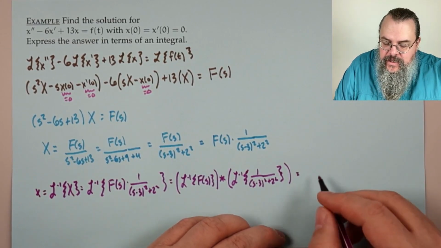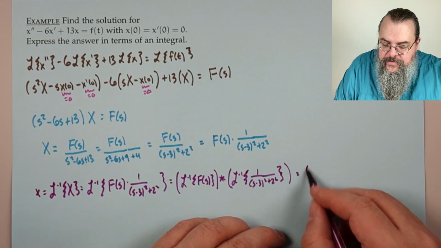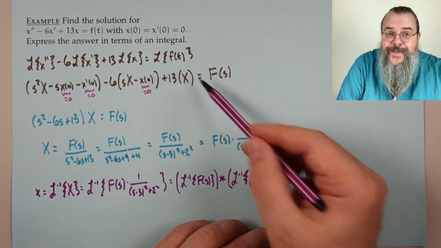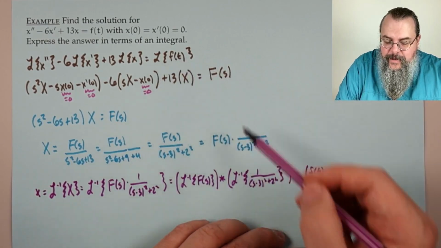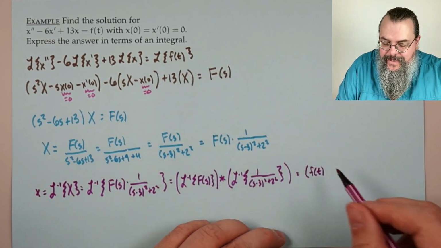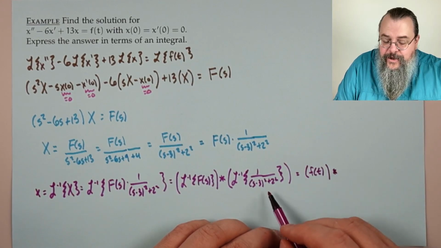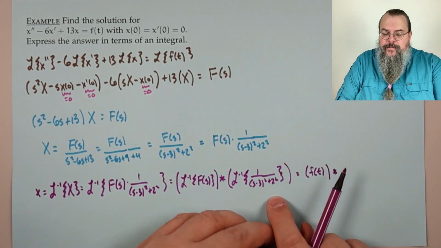This would be little f of t, because that's where capital F of s came from. It's the inverse. The Laplace of little f is capital F, so the inverse Laplace of capital F is little f. And then convolution with our, now here, we have to be careful.